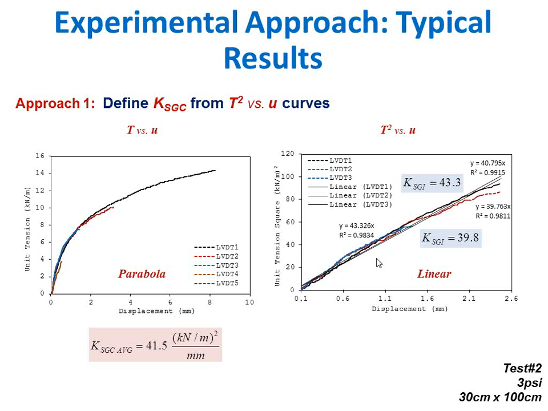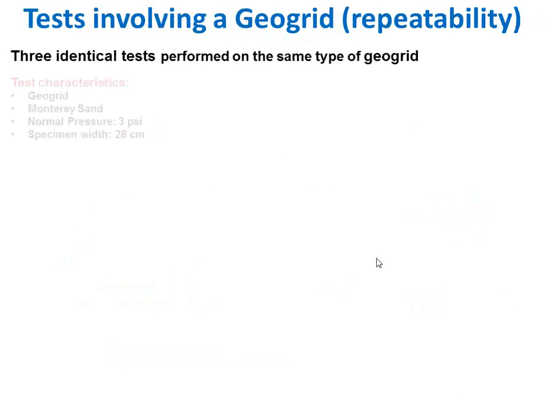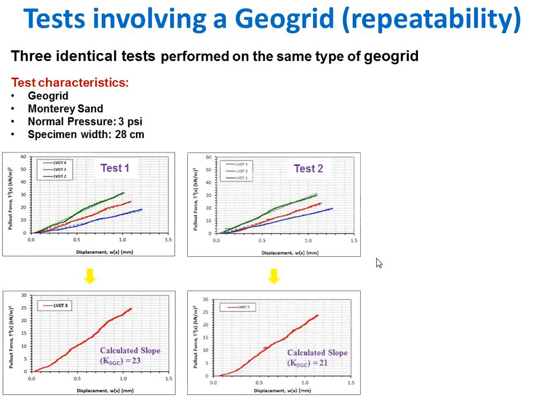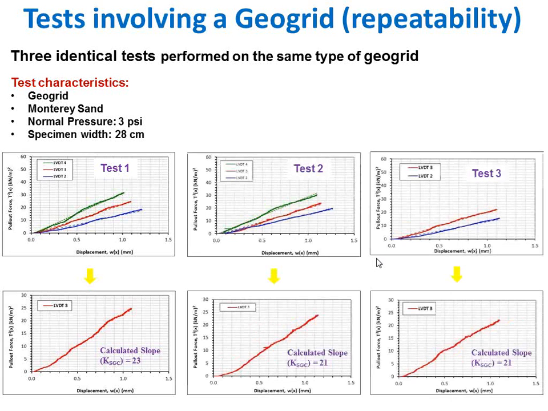Again, when you get the slope, the numbers can vary significantly with a little bit of change. They look good, but when you get the numbers, you say they're awful. And so that's why we're within 20%. And this is the repeatability within one test, 5 data points in one test. This is the repeatability across multiple tests: KSGC 23 for test 1, different test KSGC 21, different third test KSGC 21.